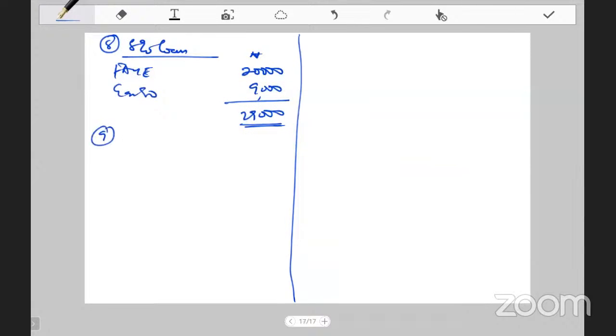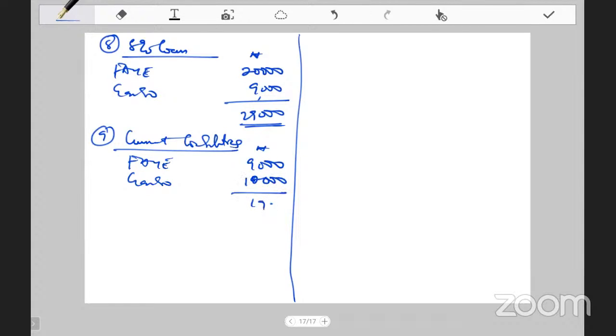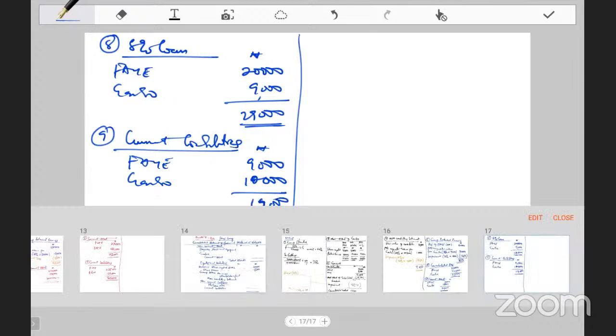Note 9. Current liabilities. What is my current liability for Kwale? 9,000. What's the current liability for Gabon? 10,000. That is 19,000. My job is good to go.